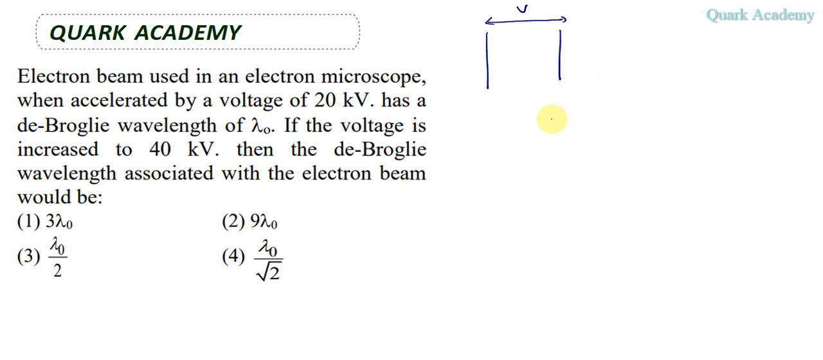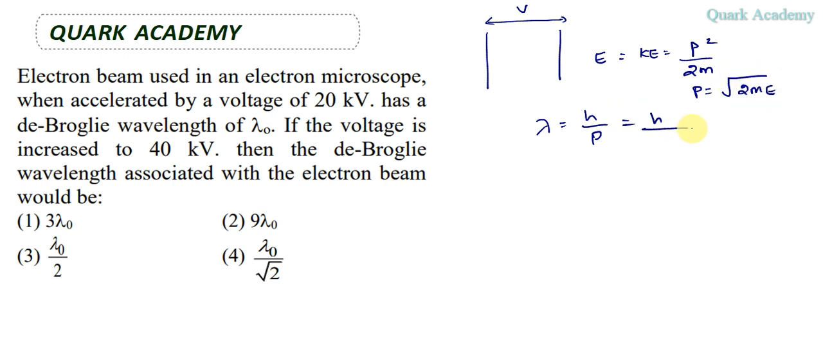It will have a wavelength. So the wavelength of a matter wave can be written as h by p, where p is the momentum. Momentum we can write in terms of energy. So let's consider the kinetic energy, which is equal to p squared by 2m. Let it be E. So if you want to write momentum, it will become under root 2mE.